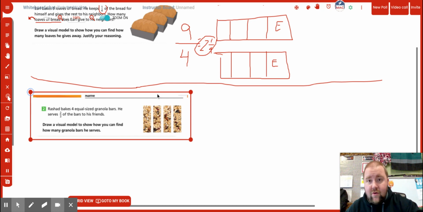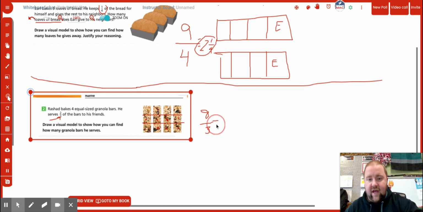Now, if I wanted to use these granola bars, I could do that, right? And I could say, okay, we're dealing with thirds, so I need to break these all up into 3 equal pieces. That's probably not going to look too equal, so let me try that again. If I draw these lines straight across, that's going to give me 3 equal pieces for each of these granola bars, right? And it says he serves 2/3 to the friends. So that means 1, 2, 3, 4, 5, 6, 7, 8 of those thirds are going to be served to the friends.